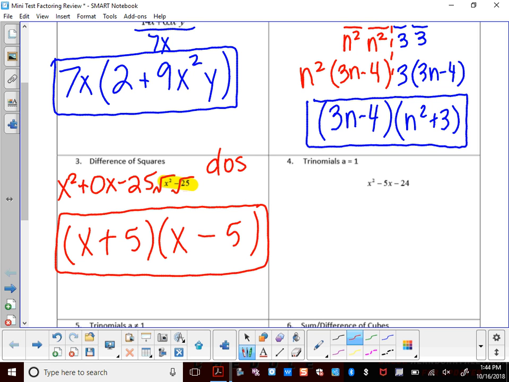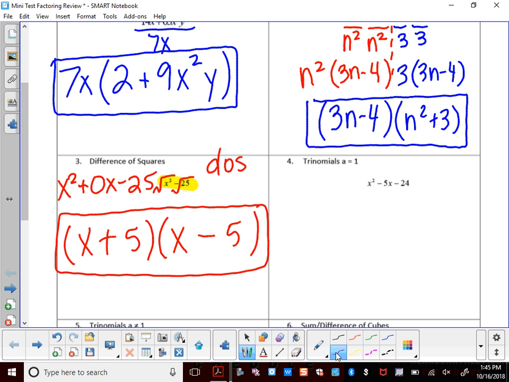Because what's the square root of 25? Yeah, we're taking the square root of each number. So when we get into square root, yes, DOSE is square root. SOAP is cube root. Okay, think about DOSE and SOAP too.